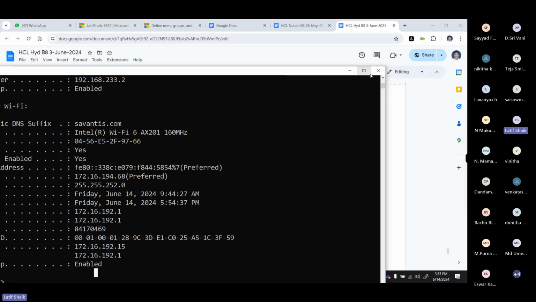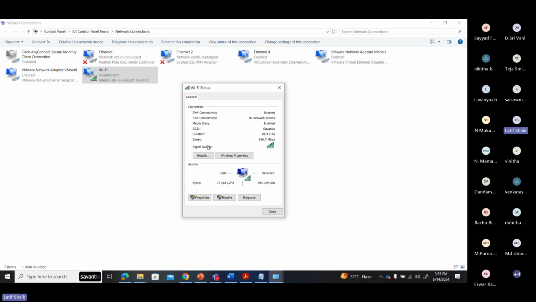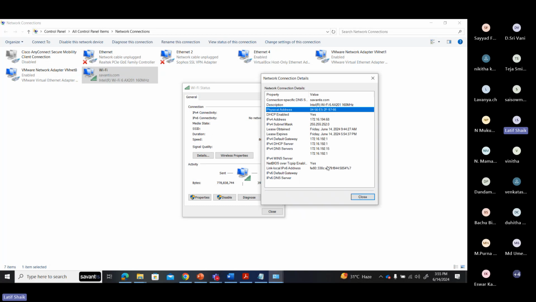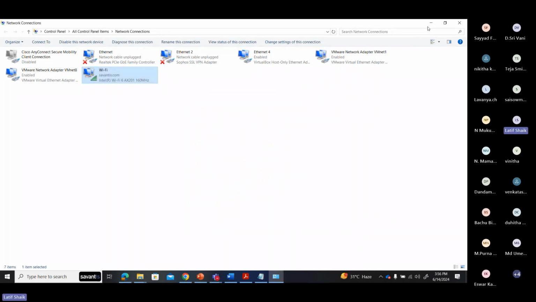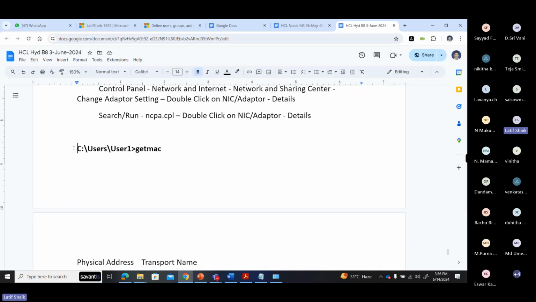And another one I already showed. Go to the adapter with ncpa.cpl, double click on the adapter, open details. You can find the MAC address. So this is how to check the MAC address.